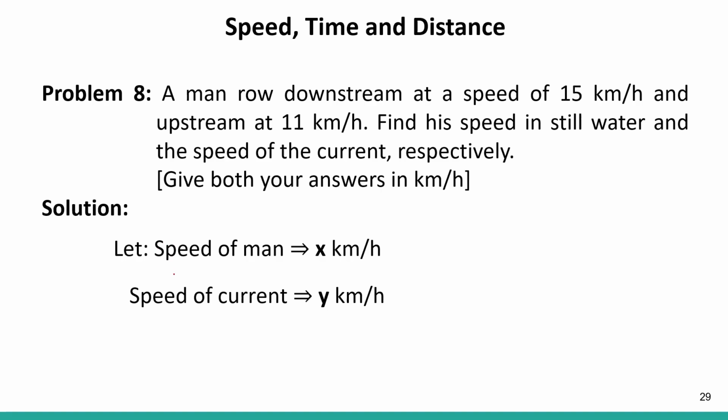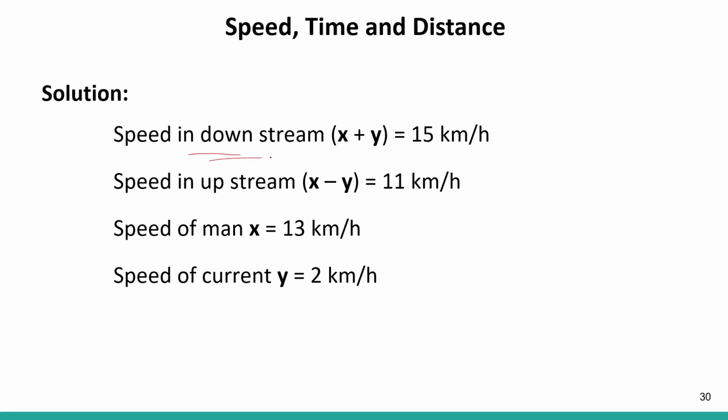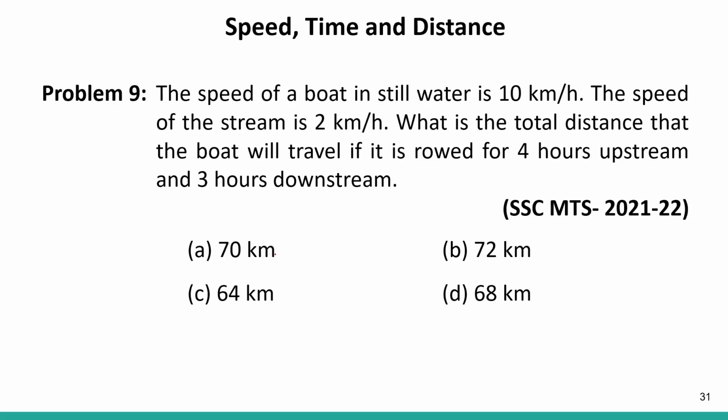So let's see the step-by-step solution. Let the speed of the man be X km per hour and speed of current be Y km per hour. So speed in downstream will be added up. So X plus Y is equal to 15 is given. X minus Y is equal to 11 is given, because their speed in upstream will be X minus Y. So speed of man is equal to 13 by solving these two. So speed of current, that is Y, is equal to 2 km per hour.